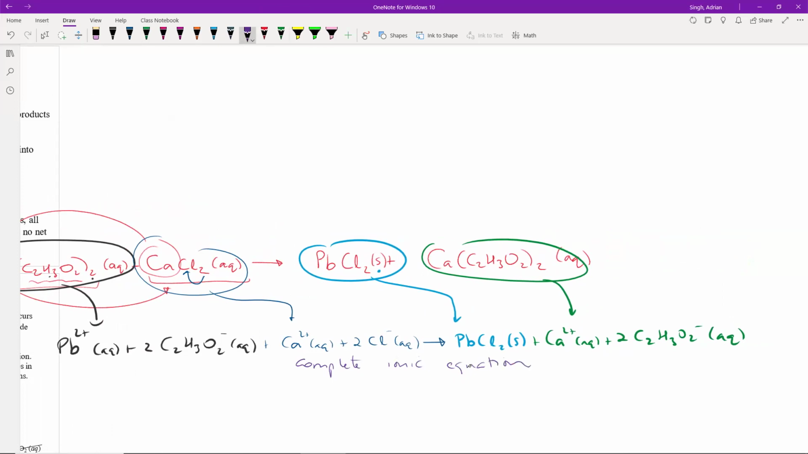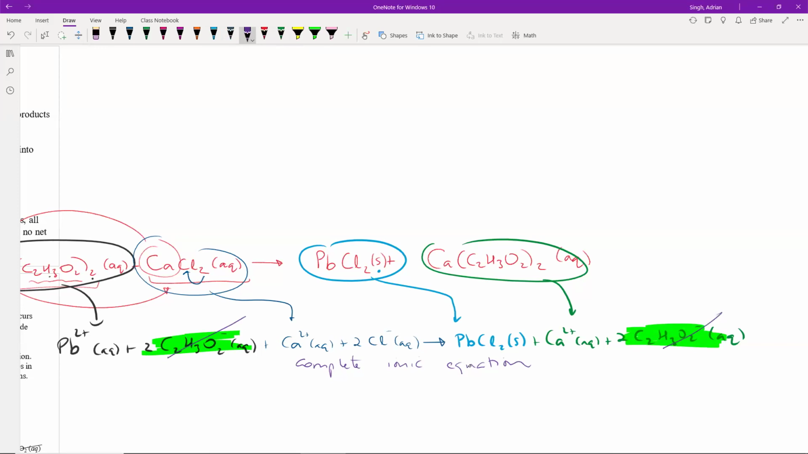My spectator ions now, I'm going to highlight those. So what are the things that are the same on both sides? Well, I have 2 acetates on the left. I have 2 acetates on the right. Right, so that's a spectator. The acetates are spectator ions. I can cancel those out.